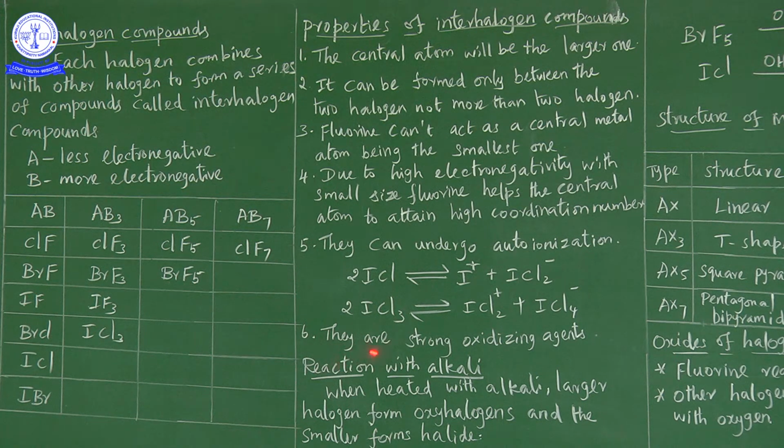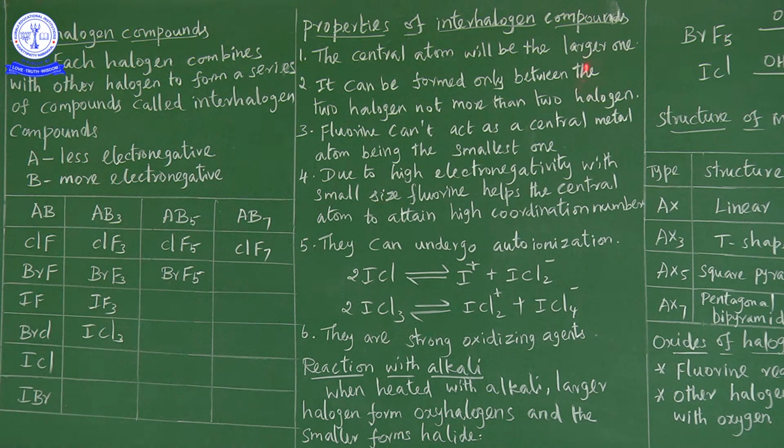Then the sixth property is that they are strong oxidizing agents, like hydrogen halides. The interhalogen compounds also act as strong oxidizing agents. So those are the properties of interhalogen compounds. The first one is that the central atom will be the largest one.